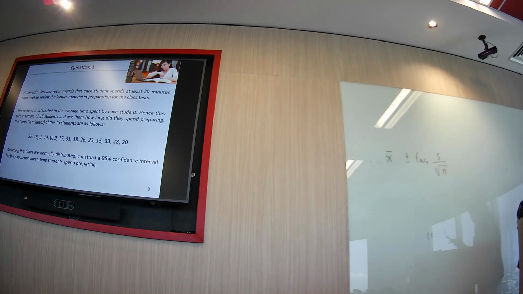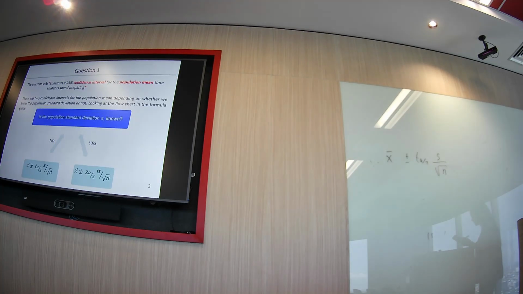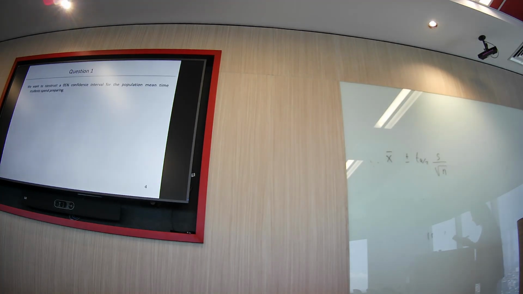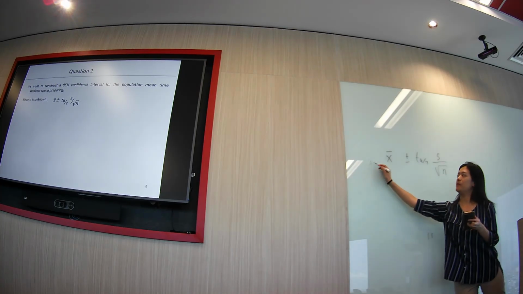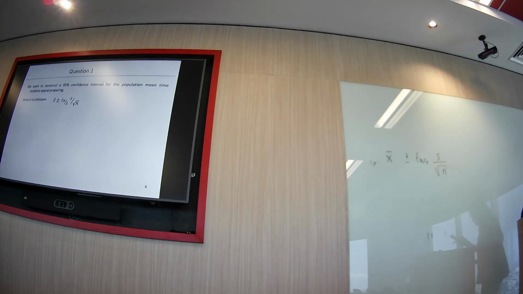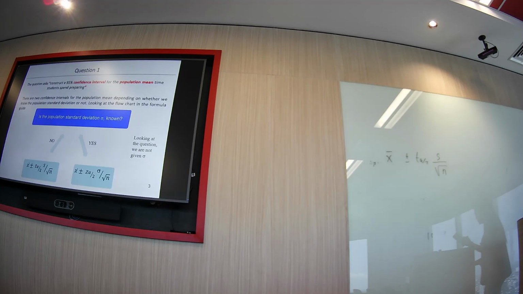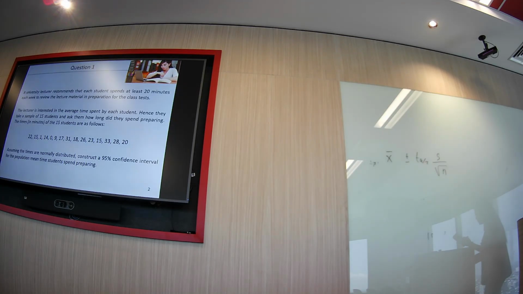Okay, so here is the data. Since the population standard deviation is unknown, we use this formula, not the z. And what else? We need to find the x bar. We don't know the x bar, right? So you need to find the x bar first. Also, construct a 95% confidence interval, from the question.